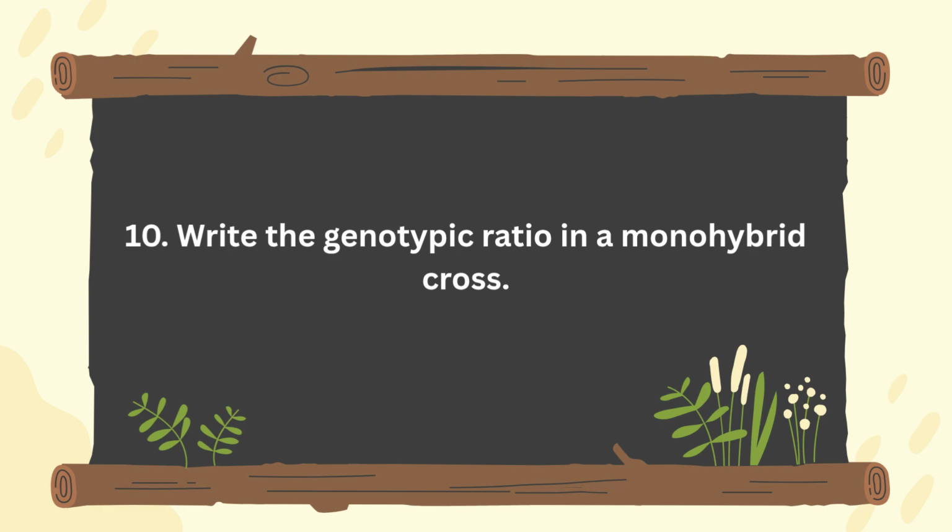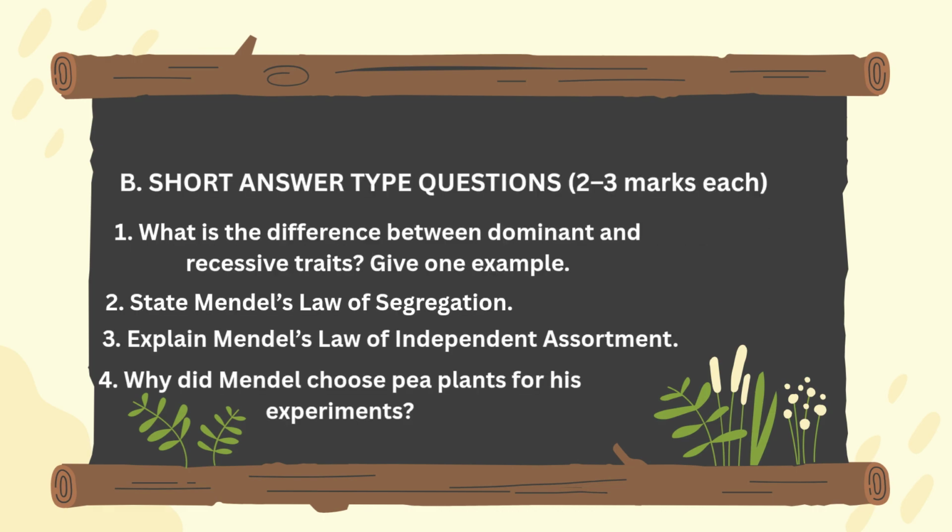Now let's move on to short answer type questions, 2 to 3 marks each. First is what is the difference between dominant and recessive traits? Give one example. Second one is state Mendel's law of segregation. Third question is explain Mendel's law of independent assortment. Fourth question is why did Mendel choose pea plants for his experiments?